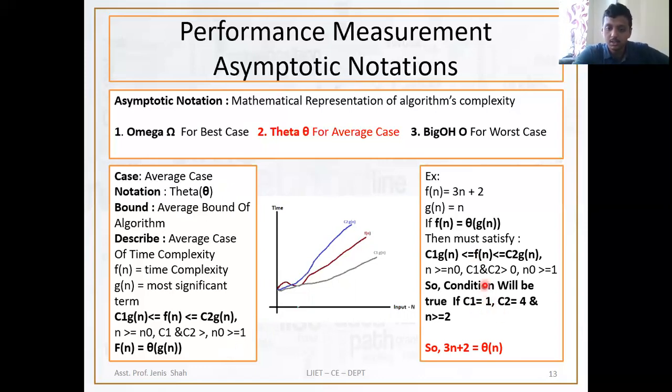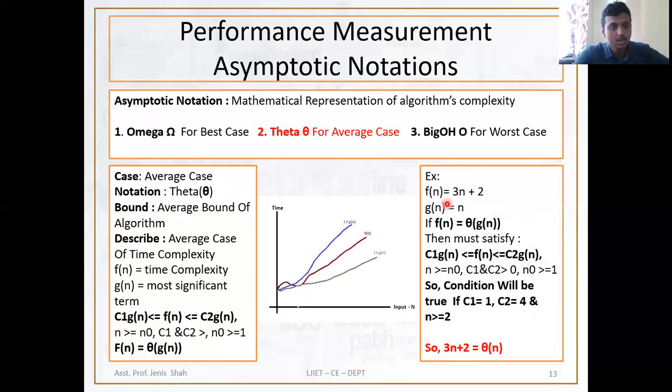How? Put C1 as 1 over here. Okay, and n will be greater than or equal to 2. So 1 into 2 becomes 2, less than or equal to 3 into 2, 6, 6 plus 2, 8, less than or equal to, here C2 becomes 4. So 4 into 2, 8. That means here 2 is less than or equal to 8, less than or equal to 8. Fine. Okay. So where n's value is greater than or equal to 2, at that time only this condition will be satisfied.